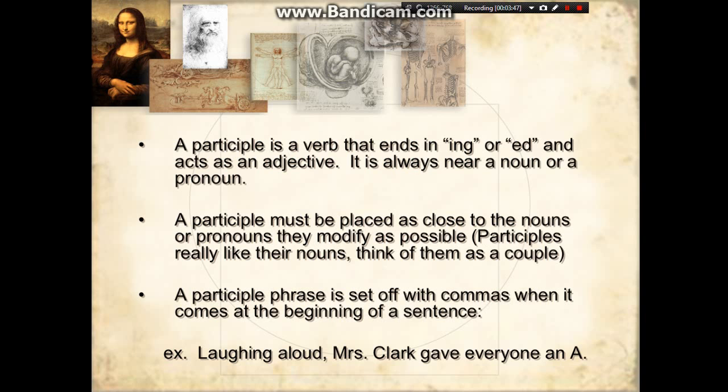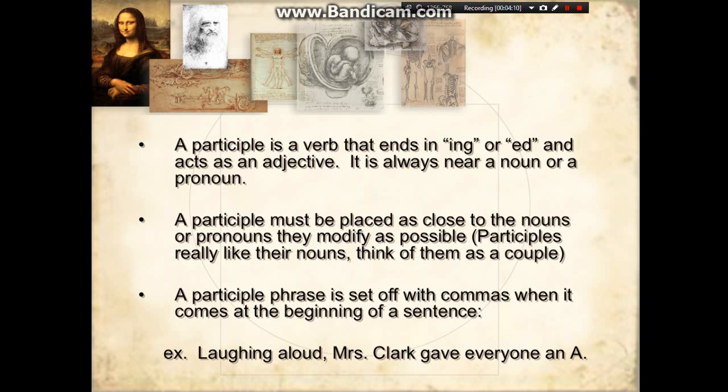You don't have to write any of this down. This is just information you should remember. A participle is a verb that ends in ed or ing. It is always near the noun or pronoun. When you use a participle, please place it as close to the noun or pronoun as possible. You do not want a dangling participle. Think about it like dating, once again. Participles really like their nouns.